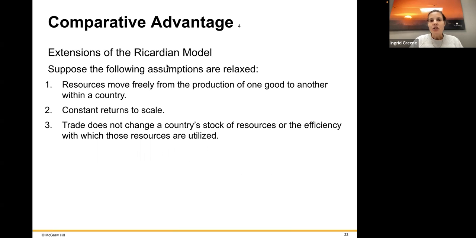There's a few extensions of this Ricardian model. We're going to suppose here that the following assumptions are relaxed. Resources move freely from the production of one good to another within a country. There are constant returns to scale, and that diminishing returns does take over. And also that trade does not change a country's stock of resources or the efficiency with which those resources are utilized. So this is what we're going to talk about in the next couple of slides.